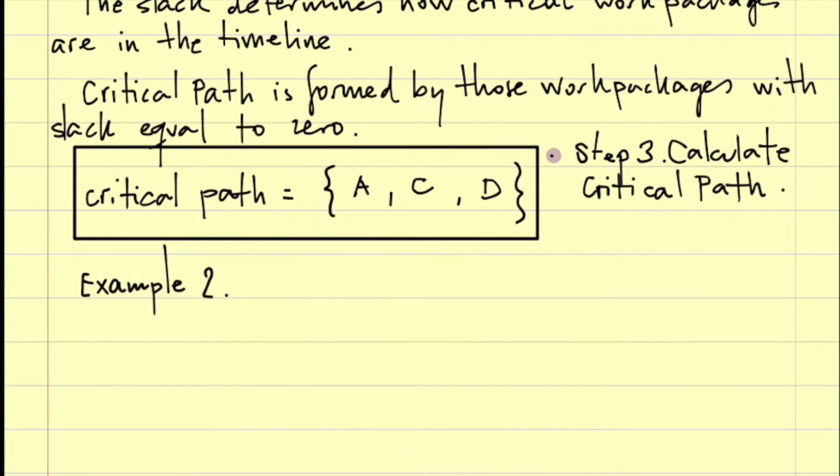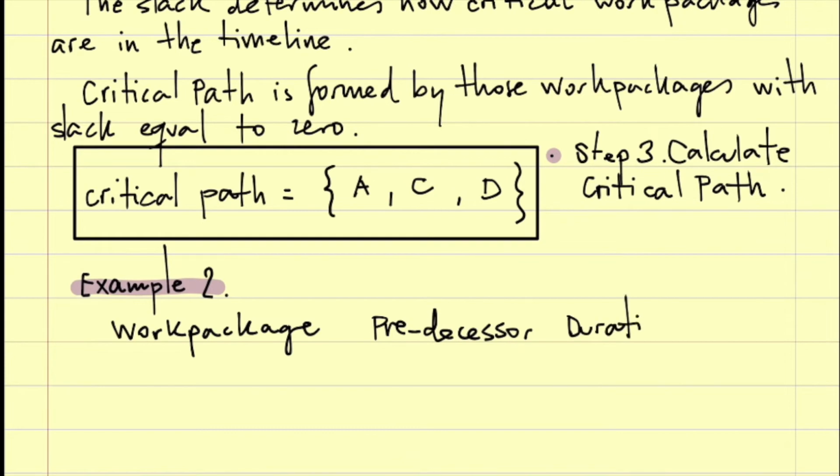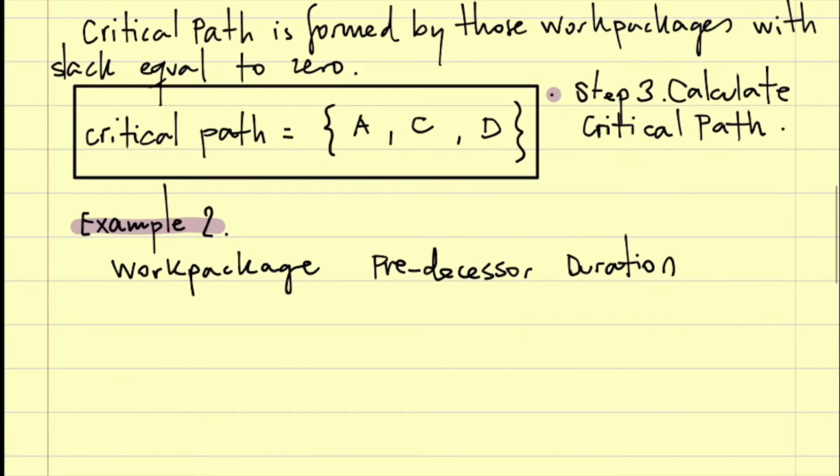Example 2. So, work package, predecessor, and duration. A: predecessor none, duration 2. B: predecessor none, duration 3.